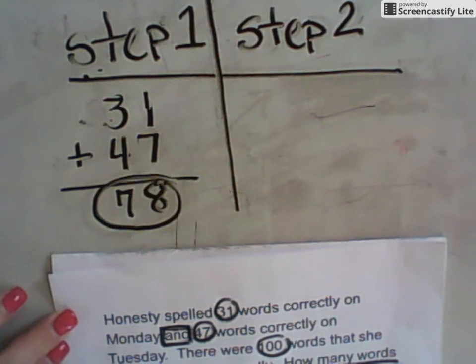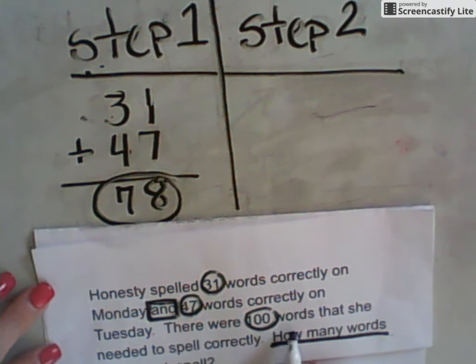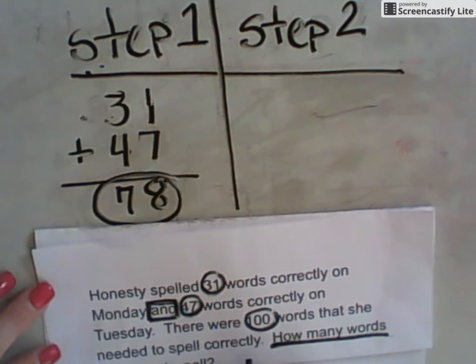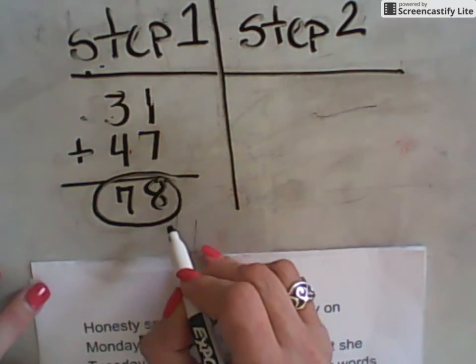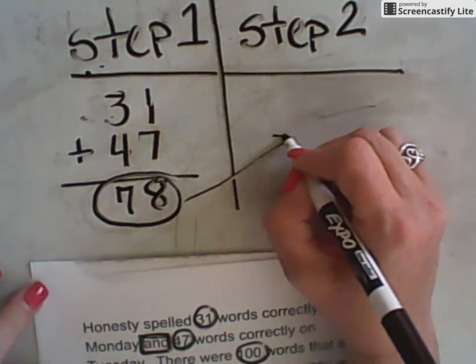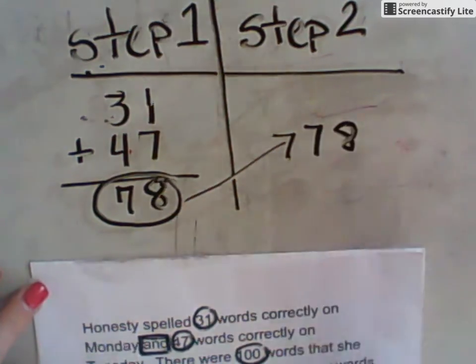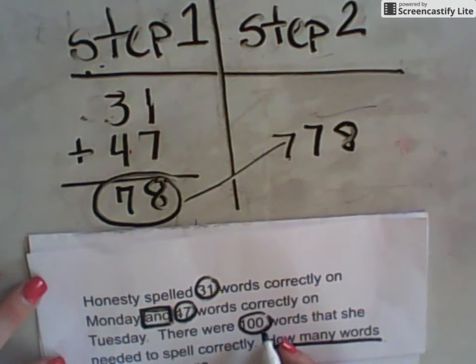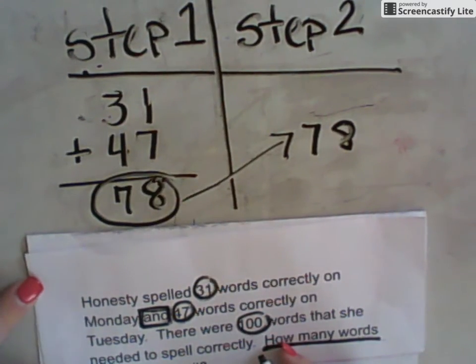Step 2. For step 2, I need to take another look at this problem. I know that there were 100 words that she needed to spell correctly. All right, she didn't get 100 words. So I'll need to subtract. I'm going to take this 78 here, and I'm going to just zoom it over to the step 2 side and write it right there. But what about this 100? What should I do with that? There were 100 words that she needed to spell. I'm going to have to subtract 78 from 100.